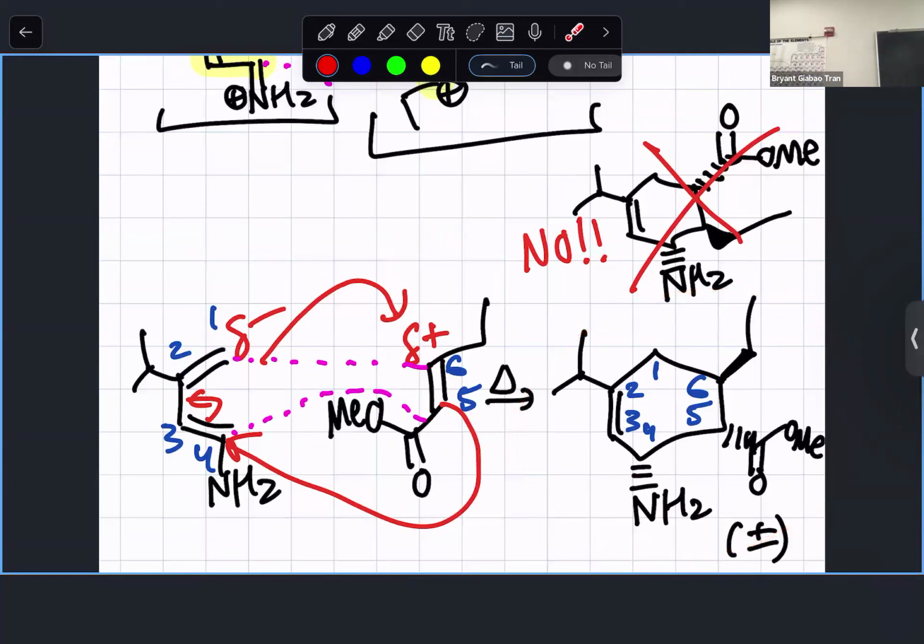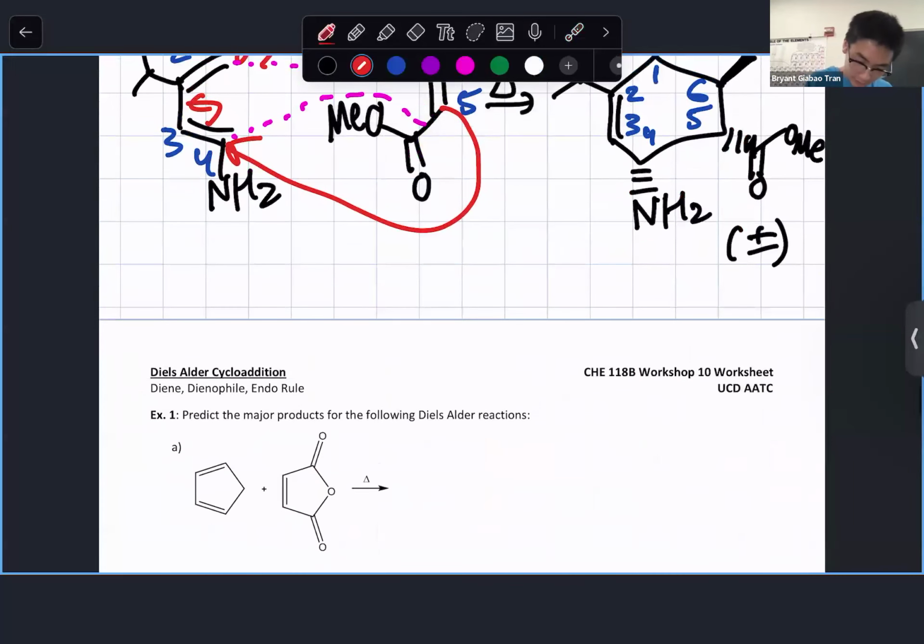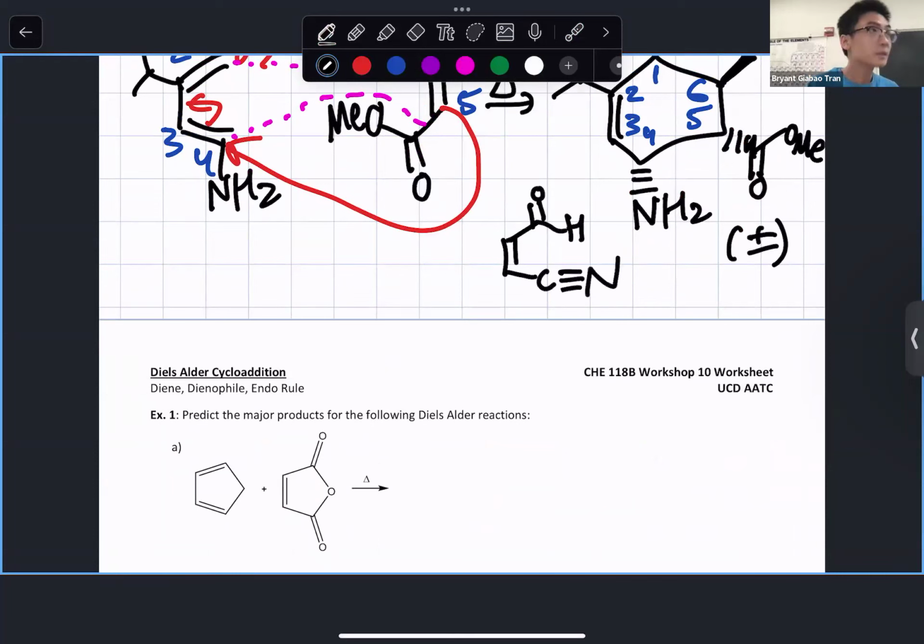Yeah, so that's going to talk about which one is going to be a stronger EWG, like the nitrile group or the aldehyde. The nitrile group is going to be a stronger EWG, so that's the one that's going to withdraw. An aldehyde, let's see. Are you talking about this dienophile? Are you talking about two aldehydes?